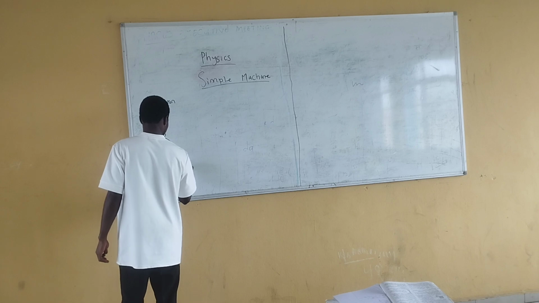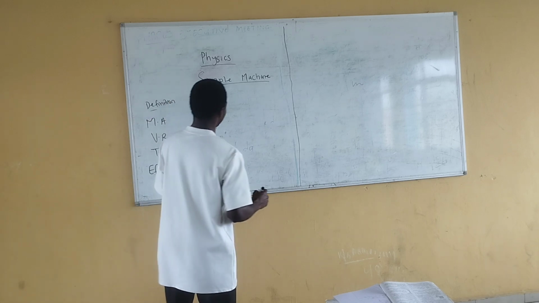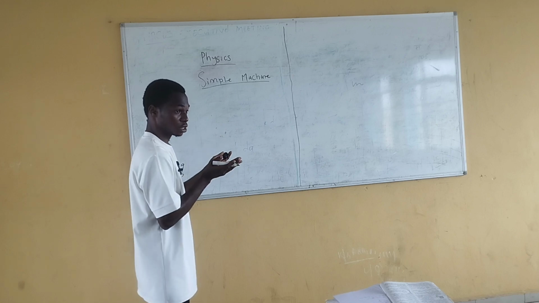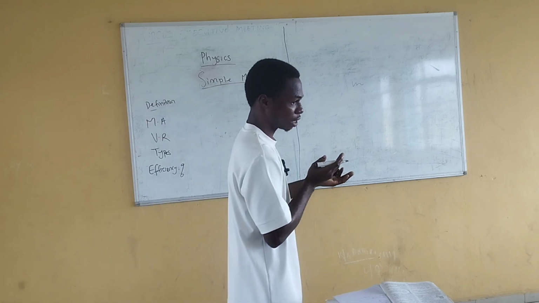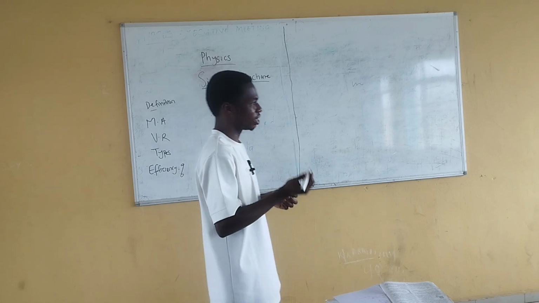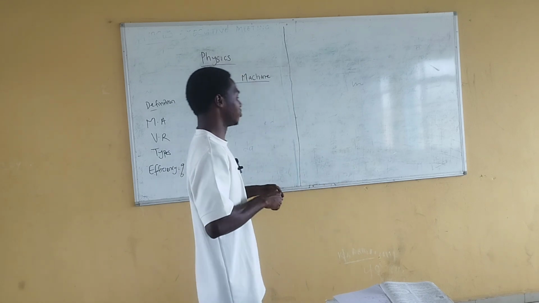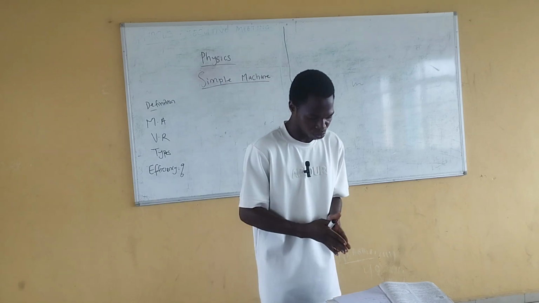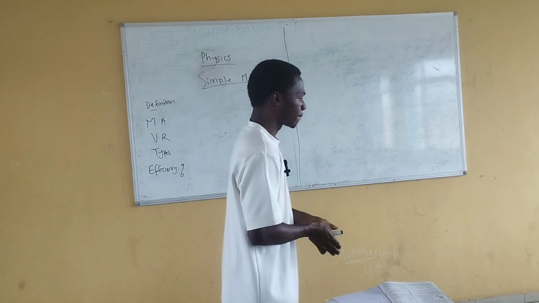So with this, we are done with machine. Definition now. Definition of machine. A machine is a device, or simple machine is a device. Simple machine is a device that overcomes large load with small effort.